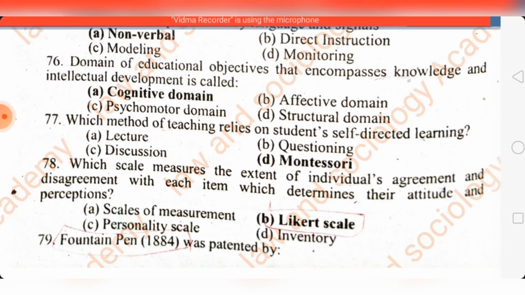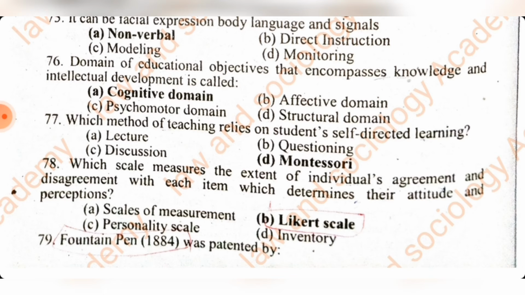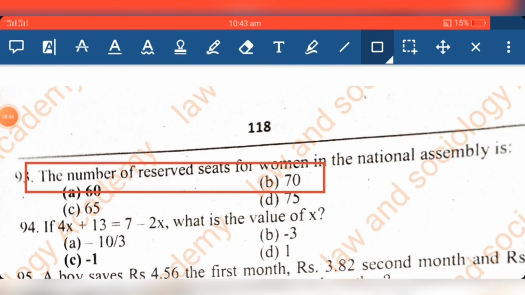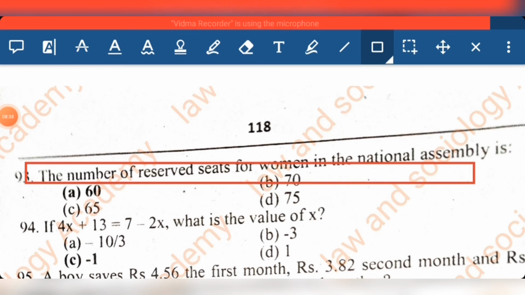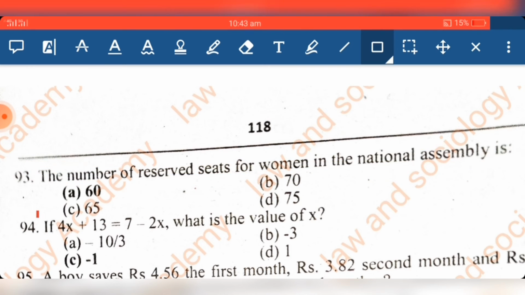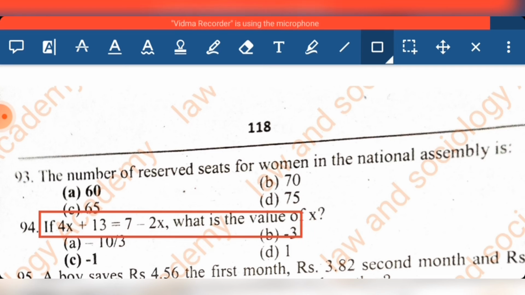And here is number 79. Fountain pen 1884 was patented by, and the number of reserved seats for women in the National Assembly is 60. And if 4x plus 13 is equal to 7 minus 2x, what is the value of x minus 1?